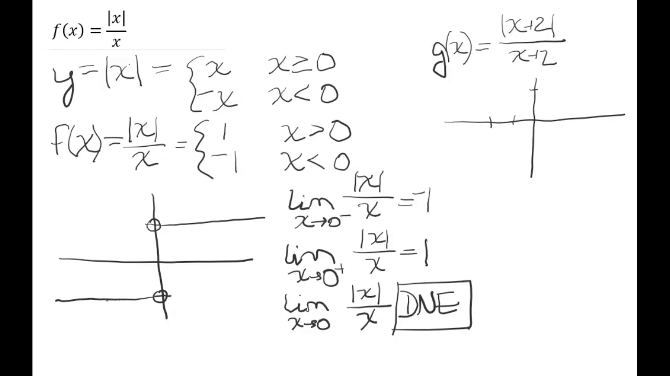So for all values that are bigger than -2, I get a y value of 1. And for all values that are smaller than -2, I get a y value of -1. So there's the graph.